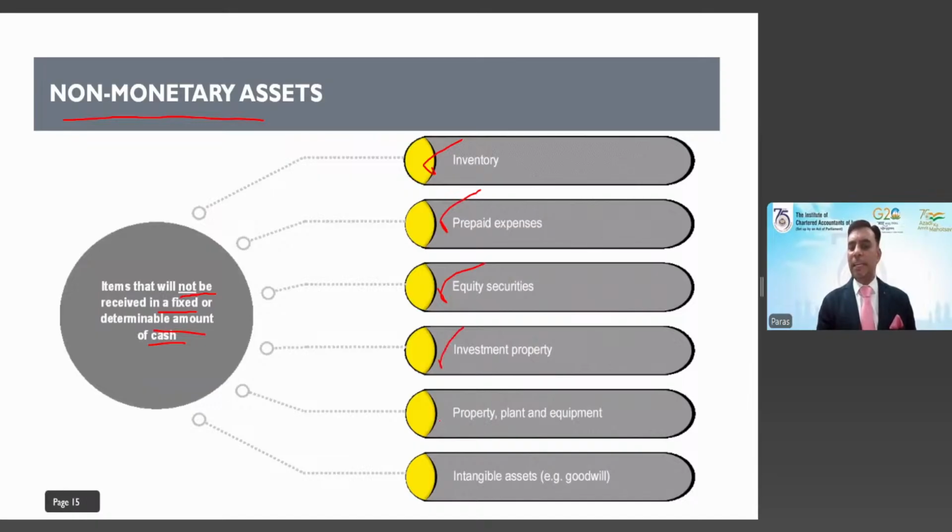Similarly, investment property, property, plant and equipment, intangible assets, all these are examples of non-monetary items. Why? Because you have not sold your investment property or PPE or intangible asset to any party. Once you sell these items to your customer and the customer has become your trade receivable or other receivable, then you can say, okay, I am having the right to receive a fixed amount of cash. And then this will take the color of monetary assets. Otherwise, all these items are examples of non-monetary assets.